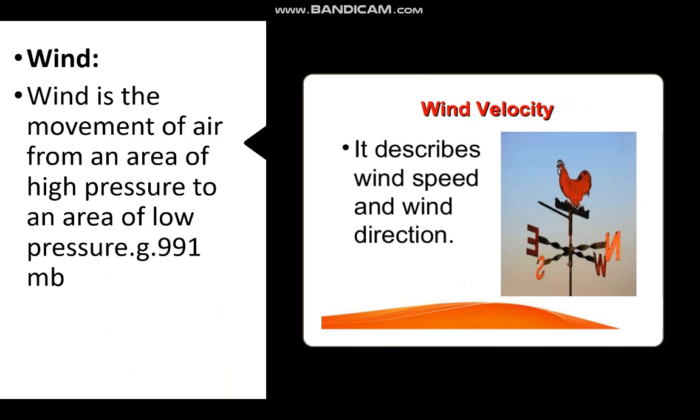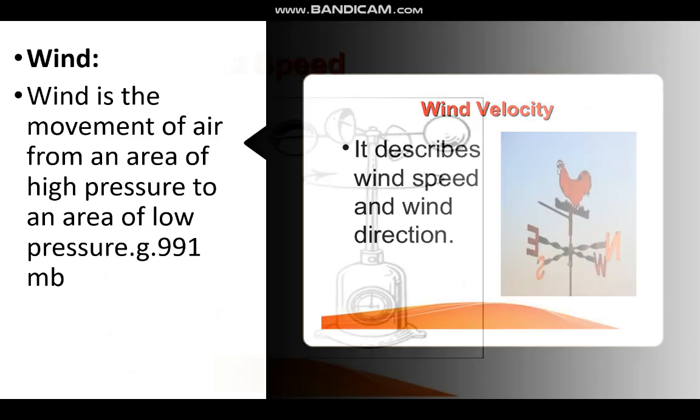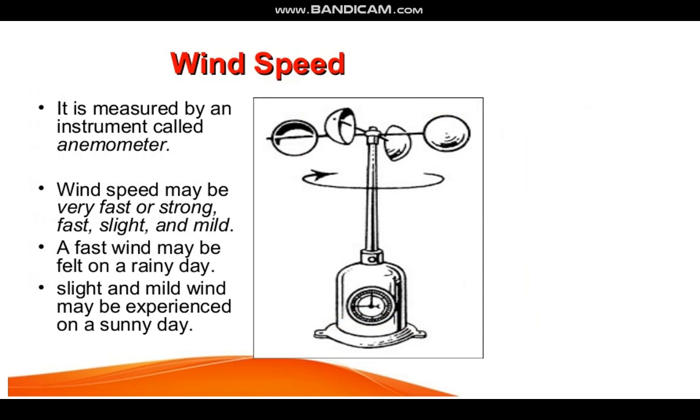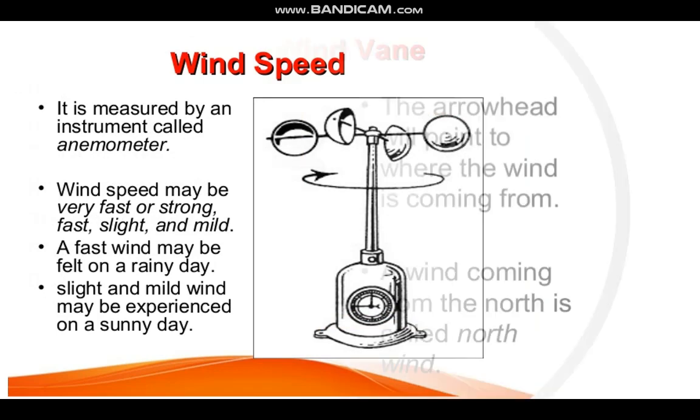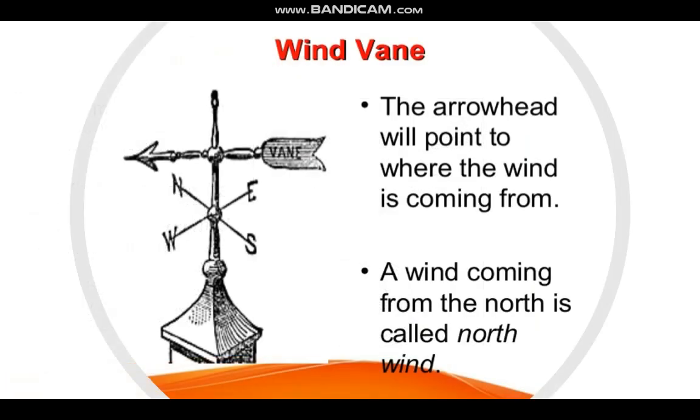Now the second one is how to find out the wind velocity. What is wind velocity? Wind velocity is basically the wind speed and wind direction. To measure the wind speed, the instrument which we use is the anemometer, and we place that anemometer in different meteorological departments to calculate the speed of the wind in 24 hours and what is the actual speed of wind in different hours.